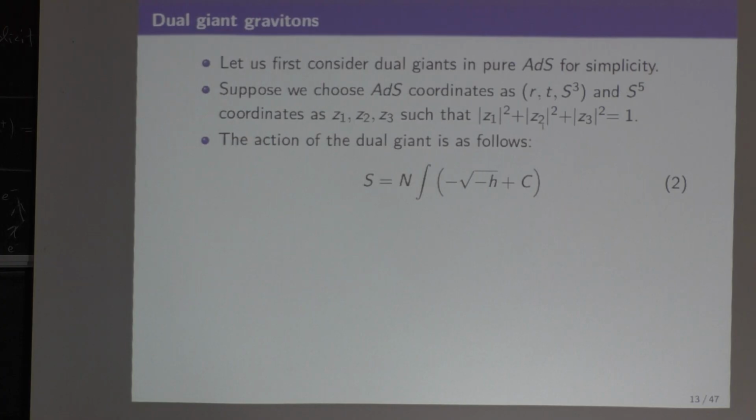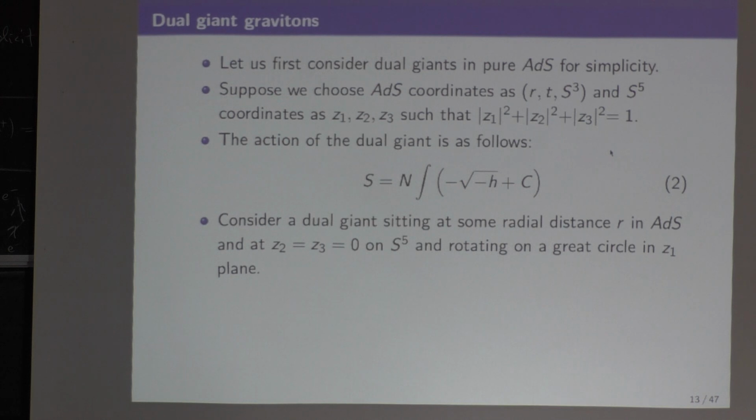Now the action that dual giant gravitons take is as follows. So this N is the tension of the D3 brane. The first term is basically the square root of h, where h is the induced metric on the volume of the dual giant graviton. And the second term is the coupling of the four-form field strength with the dual giant graviton. So this integral is over the volume coordinates on the D3 brane.